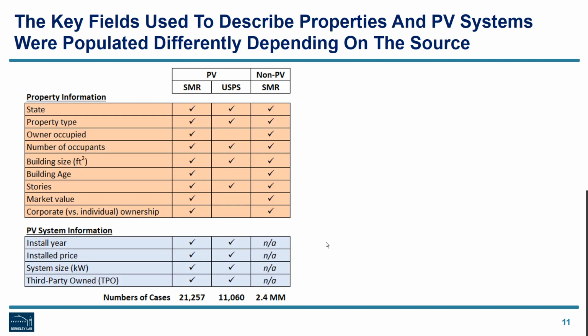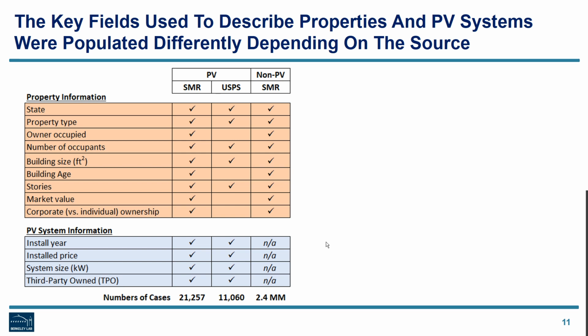Finally, in terms of the fields used for the analysis, the property information is shown in the salmon-colored grid, and the solar system information is shown in the blue-colored grid. Now, the columns list the sources of the data. So where we have an SMR match, we obviously pulled data from SMR. So that would be the case for the SMR matching PV addresses and all of the non-PV addresses that were supplied by SMR. For those few addresses that did not match to SMR, but did match to the United States Postal Service, we had to infill those data.